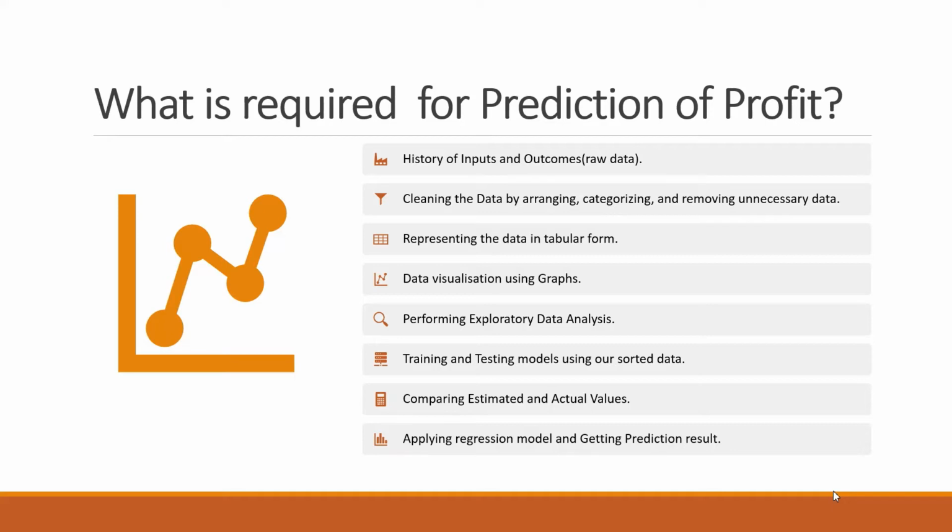After that, training and testing of the sorted data should be done. After training and testing, we get our estimated values. Then we compare our estimated values with the actual values, apply a regression model and get our prediction result. So these are the steps we need to do for our prediction of profit.